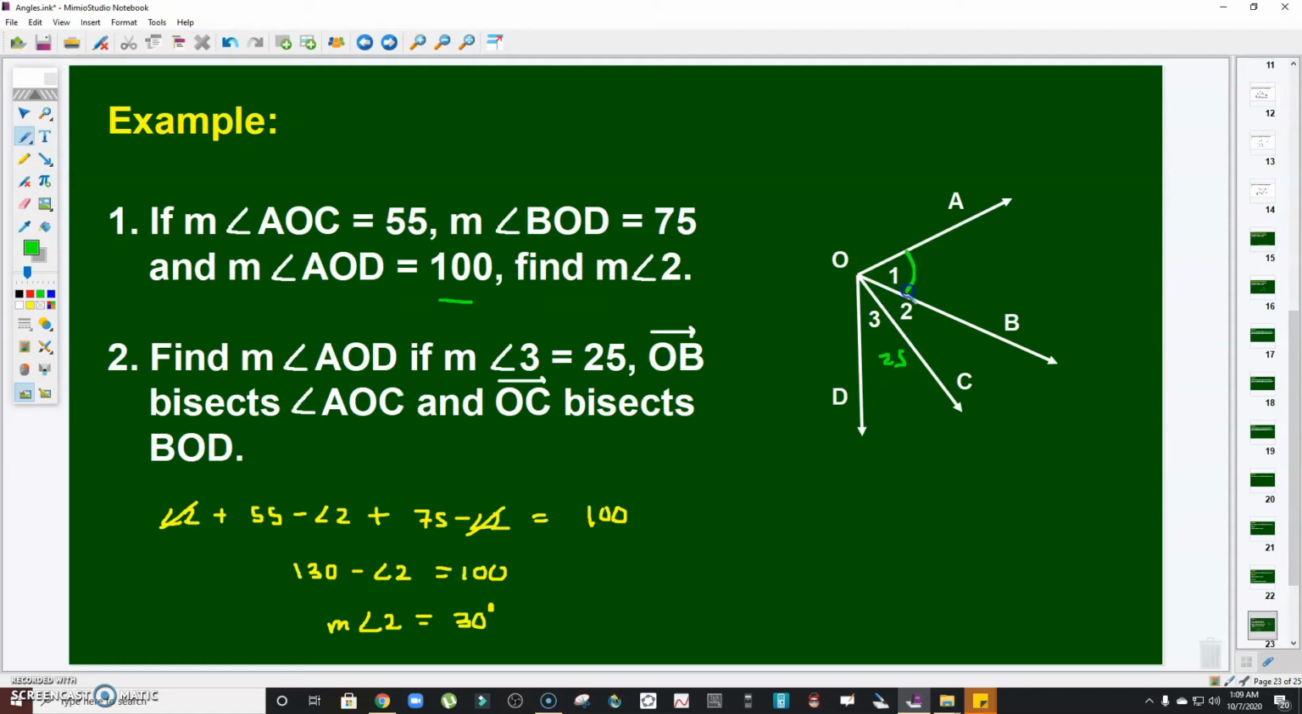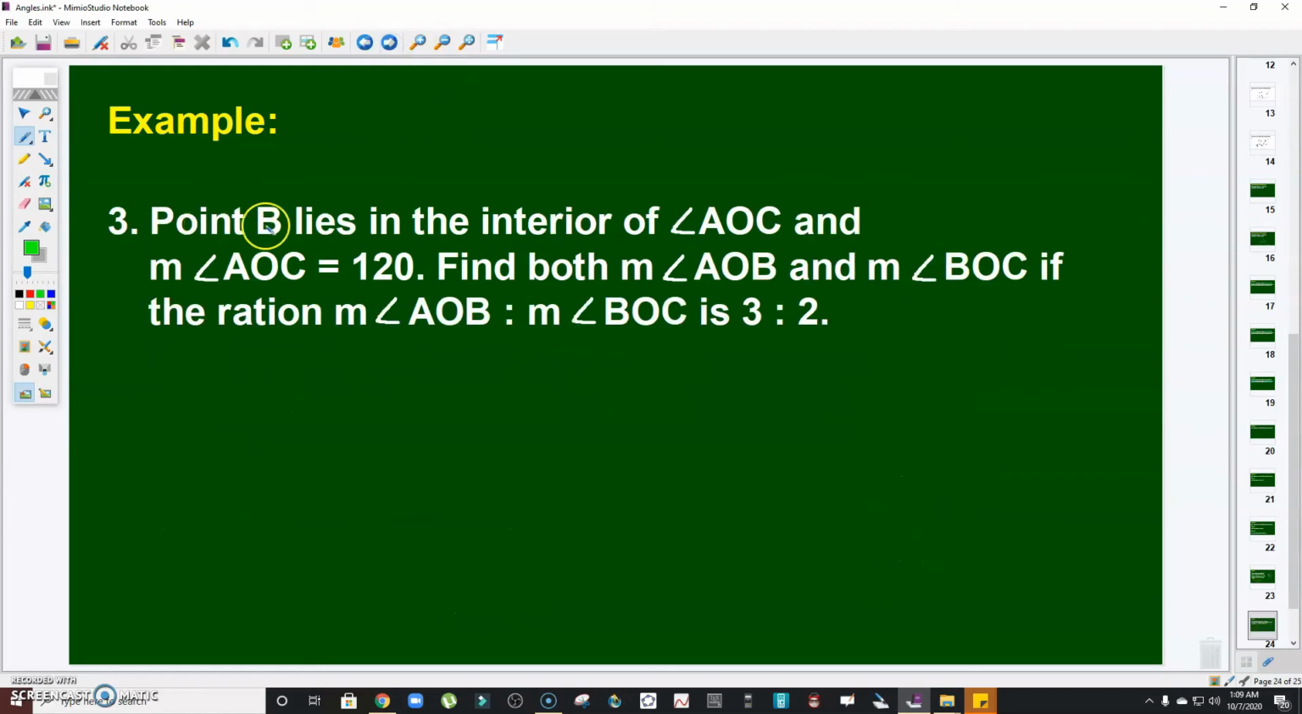Pag sinabing bisect, equal. Alright? Then, this OC here bisects BOD. So, equal din to. But this is 25. Angle 3 is 25. So, since ito, tsaka to equal, so therefore, this is 25 as well. So, since ito, tsaka to equal, so therefore, 25 din to. So, clearly, the answer in number 2 is 75 degrees. Okay? Clear?